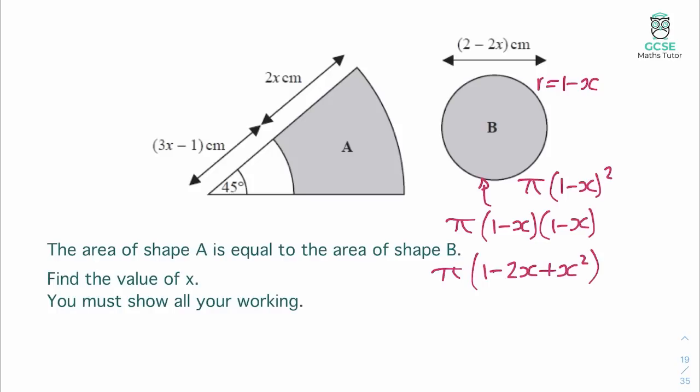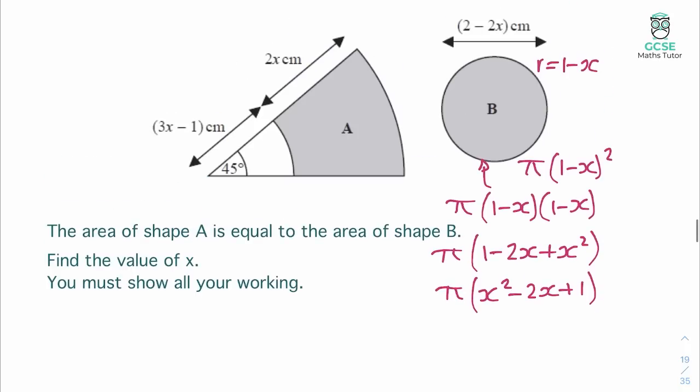And if you want, you could actually rearrange that to look more like a quadratic. So you could say pi, obviously a quadratic that you're used to, put the x squared at the start, minus 2x, and then incorporate the 1 because it's a positive 1. And that looks a little bit nicer. So you don't have to do that, but just something you can think about.